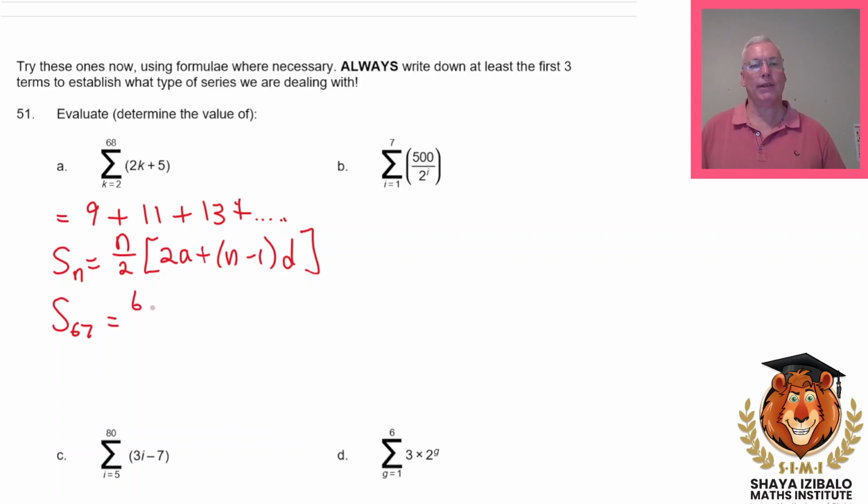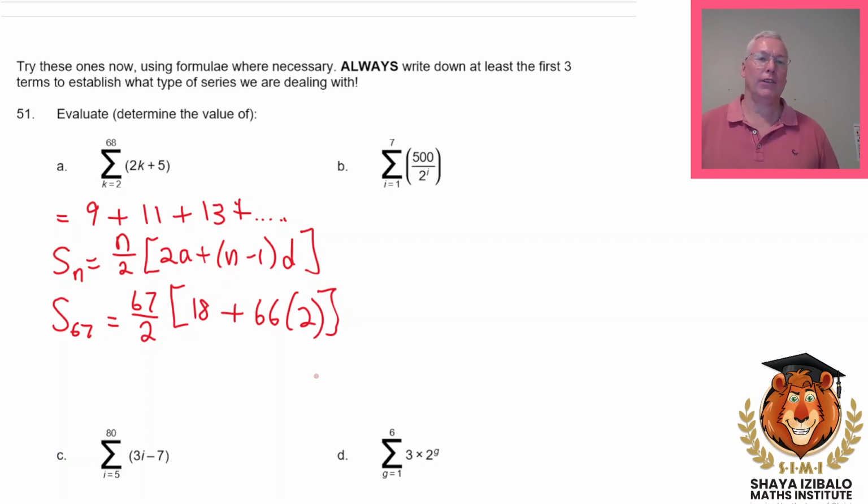Now, it's going to be 67 over 2. 2 lots of A is 18. 2 lots of 9, 18. 66 times D. And D is also 2. And there's our answer. Okay, from here it's just a question of getting a calculator. Okay, just to re-emphasize, if this went from 1 to 68, there'd be 68 terms. We're missing the first one, which is why there are 67 terms.